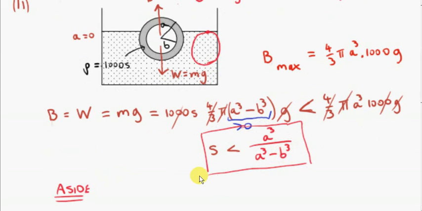As an aside, notice what happens if we let B go to 0. The shell fills up the entire sphere, so we have a sphere of radius A. Then S is going to be less than a cubed over a cubed. In other words, S is going to be less than 1. So the entire sphere is made out of the shell, and its relative density will have to be less than 1 for the sphere to float. That makes sense because the relative density of water is equal to 1. So we want the relative density of the sphere to be less than 1.